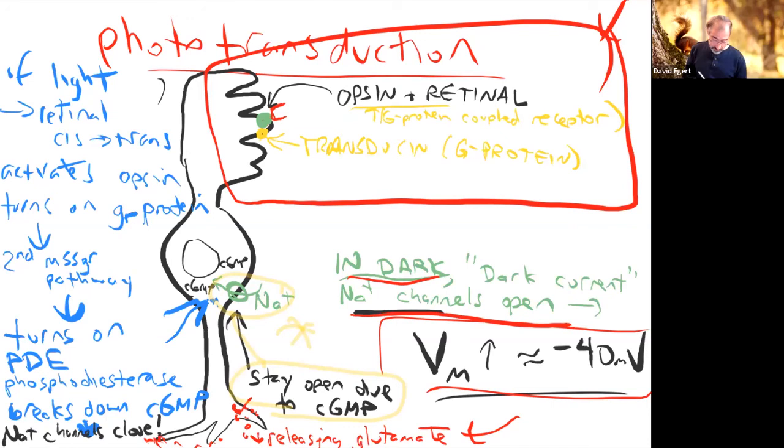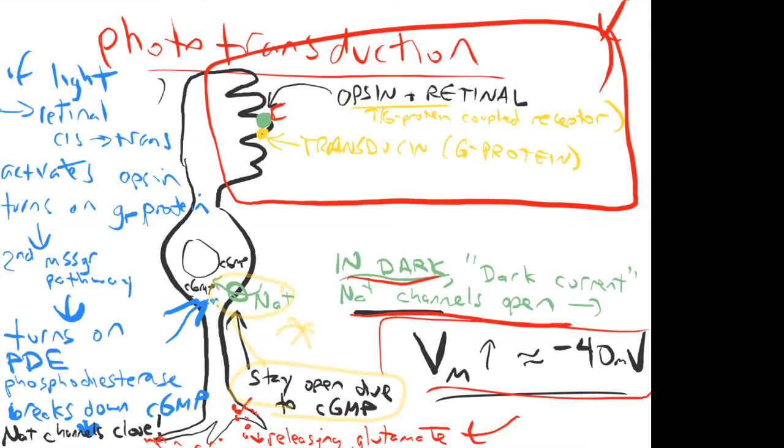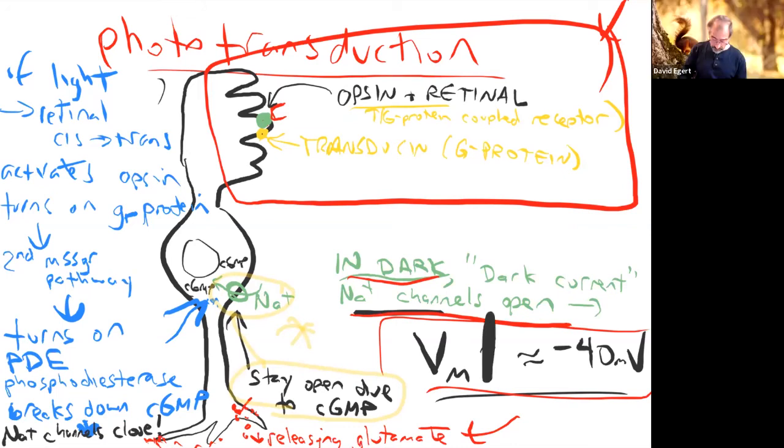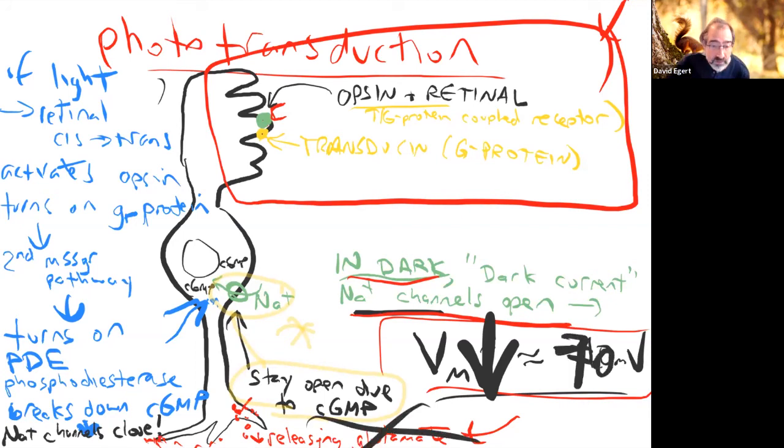And then if the sodium channels close, what's going to happen? Stop releasing glutamate. Yeah, so now the membrane voltage is going to go back down to the normal resting, and we'll stop releasing glutamate. So it seems a little backwards, but it's still a voltage change resulting from the stimulus, right?